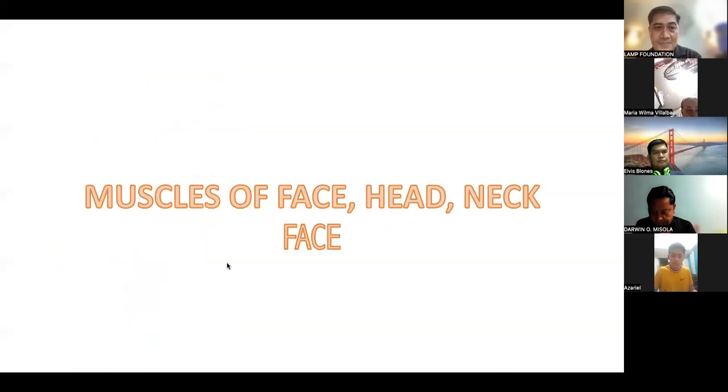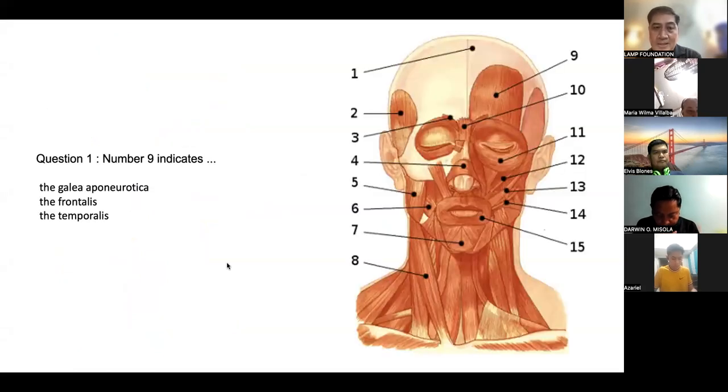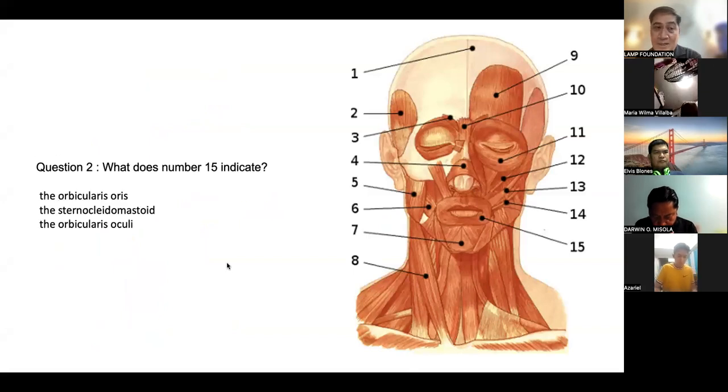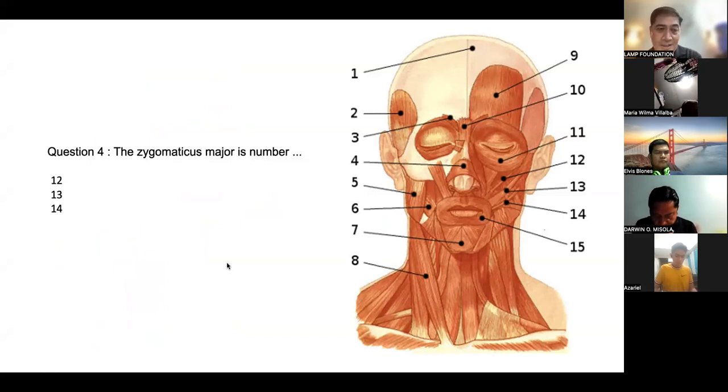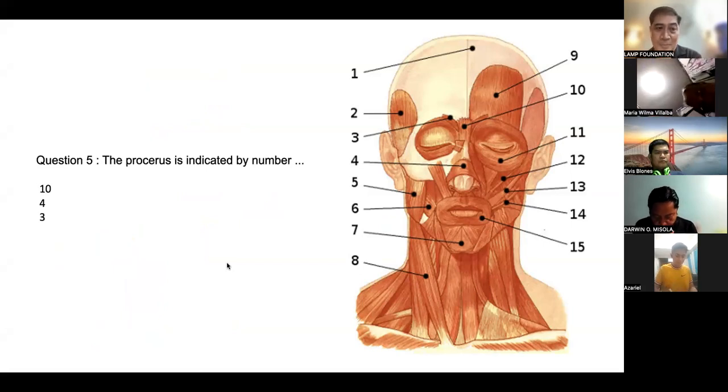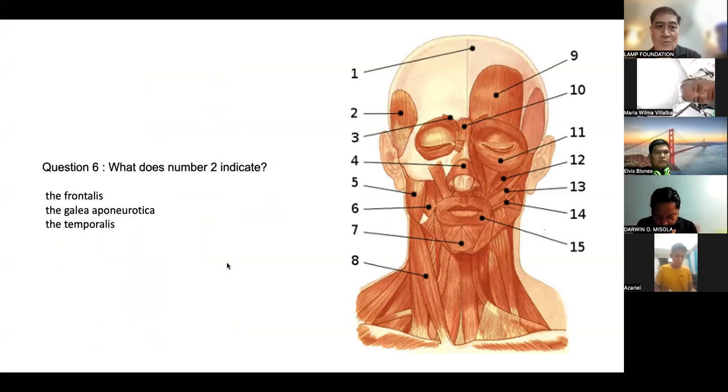Number 11 indicates which muscle? Palmaris longus. Number 9 indicates what? Frontalis. What does number 15 indicate? Orbicularis oris. Which number indicates the buccinator? 6. The zygomaticus major is number what? 13. The procerus is indicated by number what? 10. What does number 2 indicate? Temporalis.